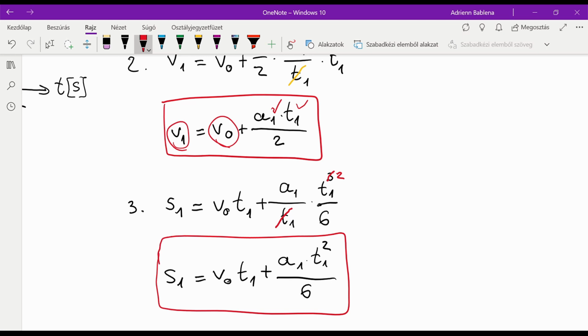Also seems useful what we know. We don't know S1. We don't know V0. We know T1. No A1. No T1. No 6. Okay. Also 2 unknown parameters.